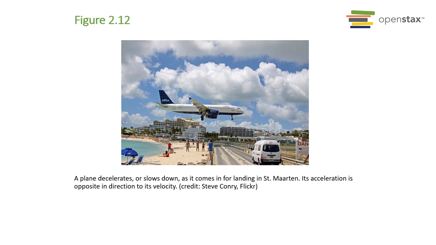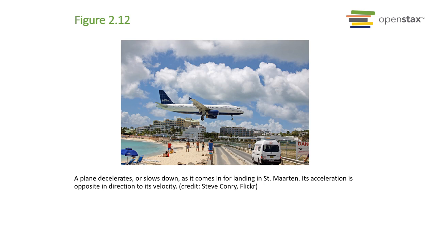Acceleration describes how velocity changes with time. And again, velocity is a vector, which means acceleration is also a vector. Which gives us phrases like this. So we have a plane coming in at a certain velocity, but it needs to decrease its velocity to come to a stop for landing.